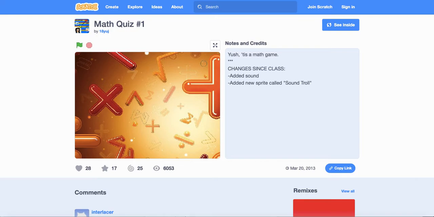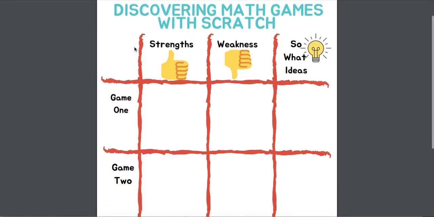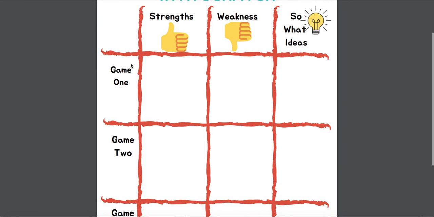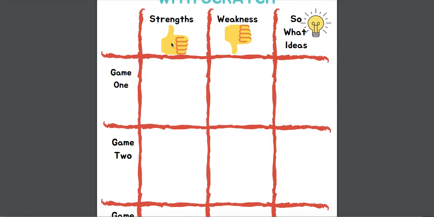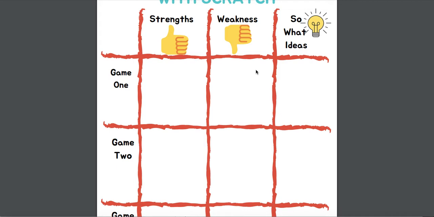I want you to use this PDF that's been created, Discovering Maths Games with Scratch. Think about the games, the strengths of it, the weaknesses, and the so what ideas. So, for example, that Maths Chomp game, I would say a weakness would be that it doesn't keep the score for a start, if you didn't notice that. Another weakness could be that it takes a really long time to try and catch a fish. The strength is that it does practice your addition, but is it teaching me anything?